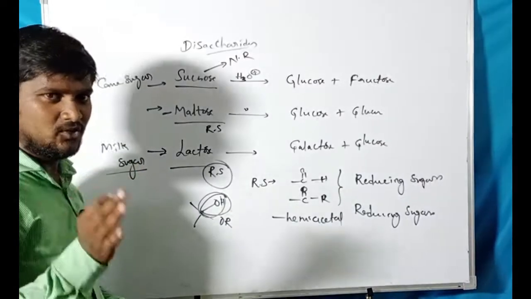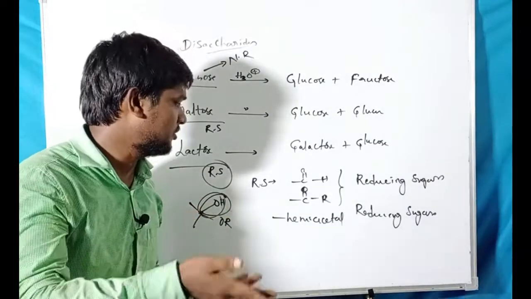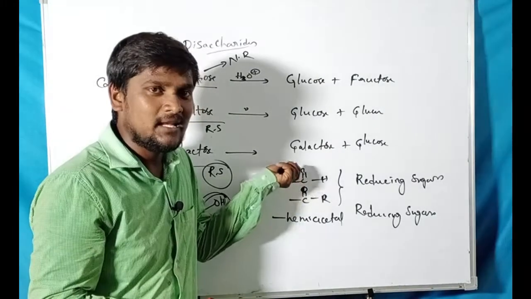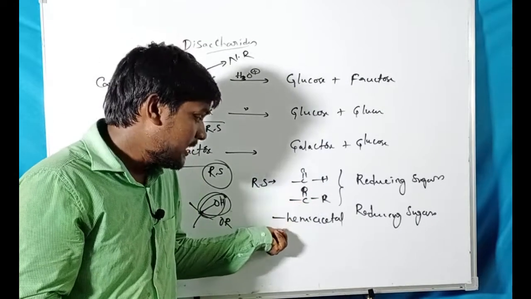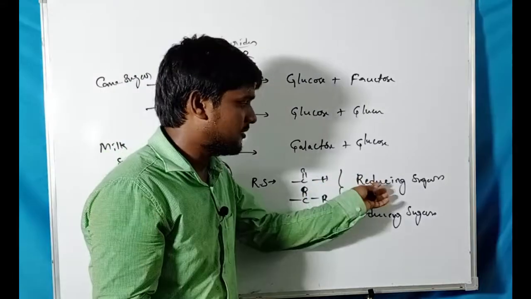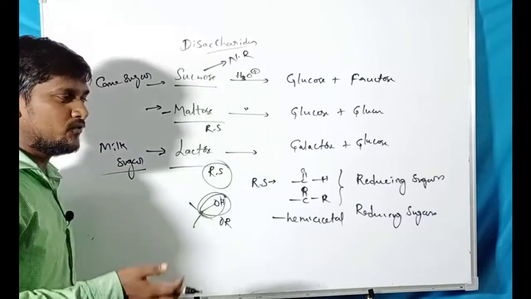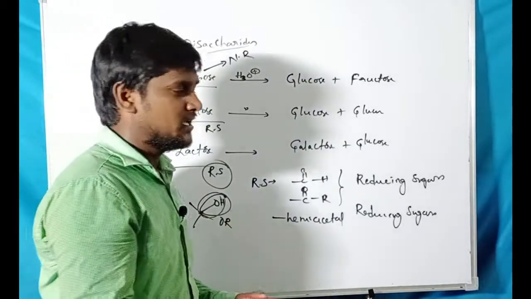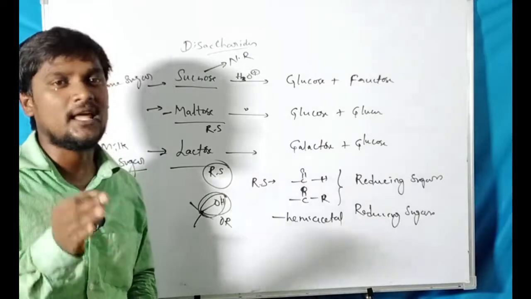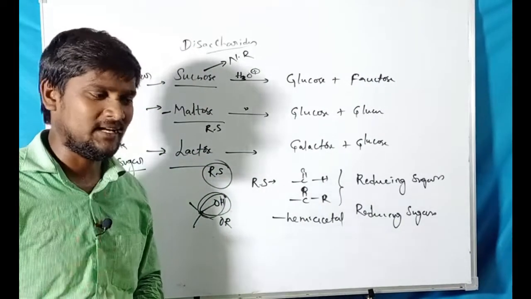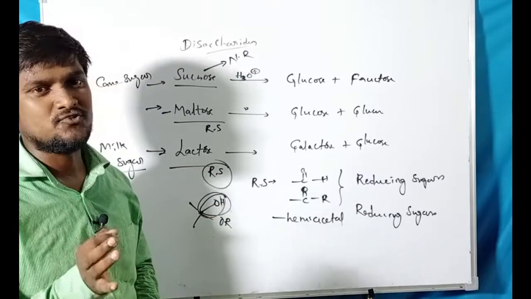Let me modify the reducing sugar definition. If any functional group has an aldehyde, ketone, or hemiacetal group, those are called reducing sugars. If those are not there, then it is called a non-reducing sugar. What is the purpose of those functional groups? The presence of these functional groups gives the Tollens as well as Fehling test. That's why those are called reducing sugars.